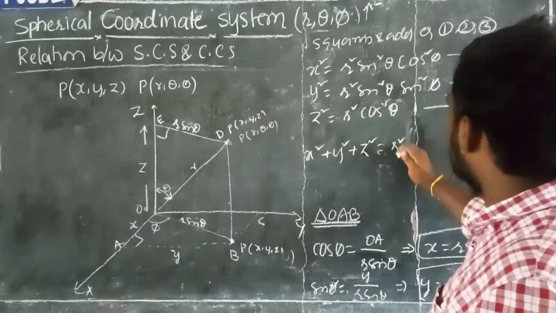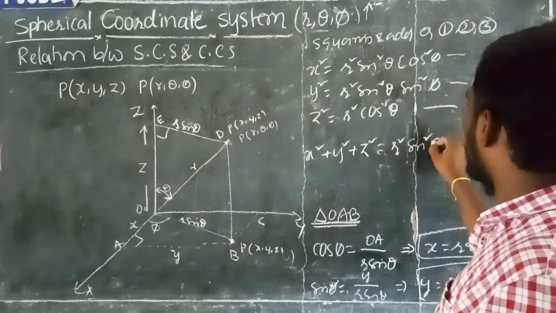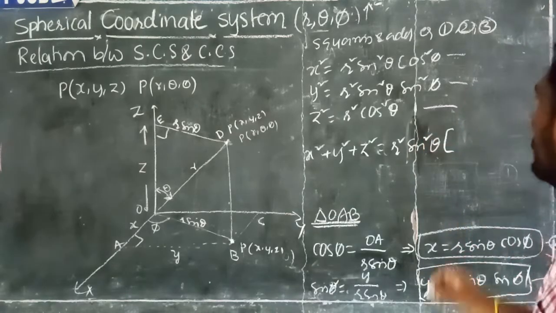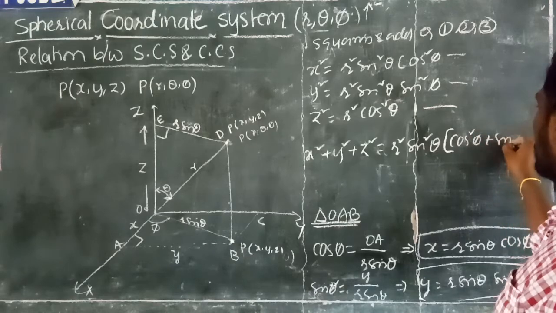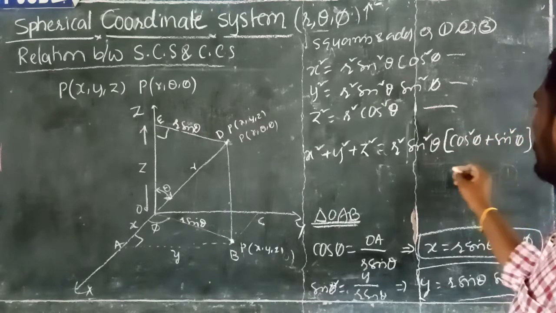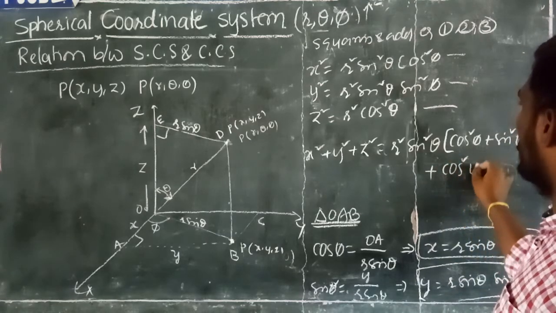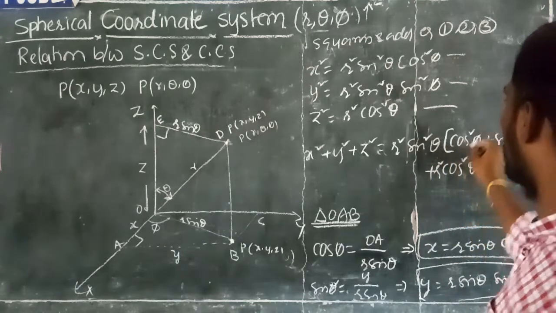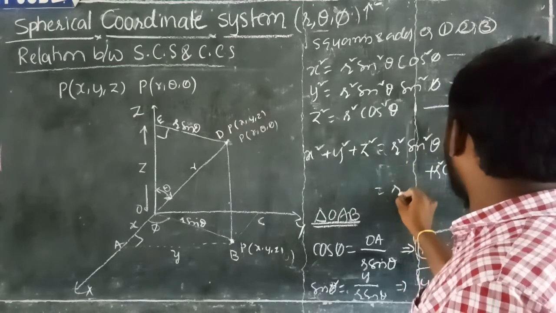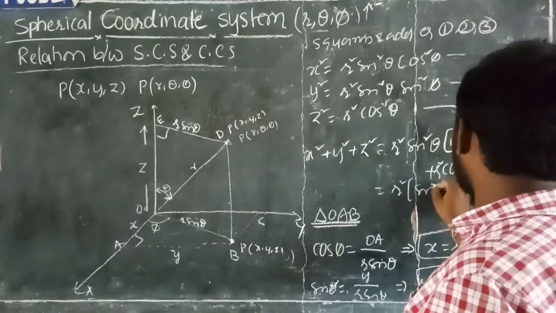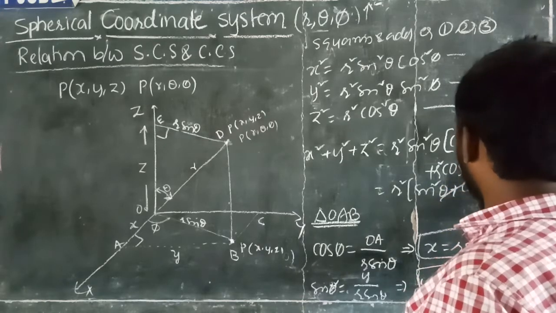r square sin square theta is common for the first two terms, so that's why I make it common, and it is cos square phi plus sin square phi. Next, plus r square cos square theta. Cos square phi plus sin square phi is 1. From these two terms, r square is again common, so sin square theta plus cos square theta is also again 1.